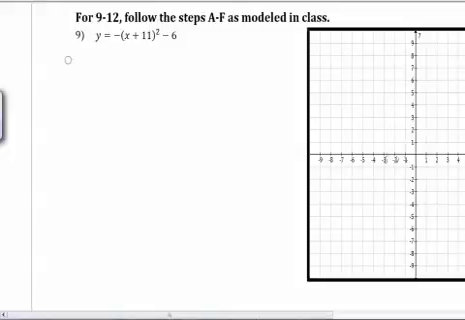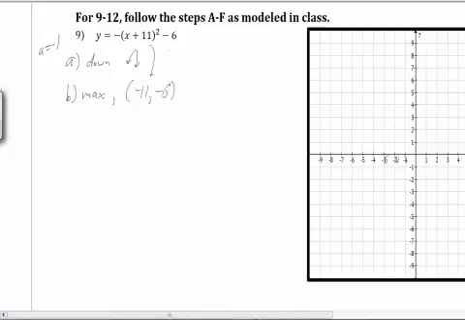This is number 9. For part A, the parabola is going down because we have an A value of -1. A downward shaped parabola has a vertex at the maximum, so this is a max, and the vertex has coordinates (-11, -6). Opposite for the H, same for the K.